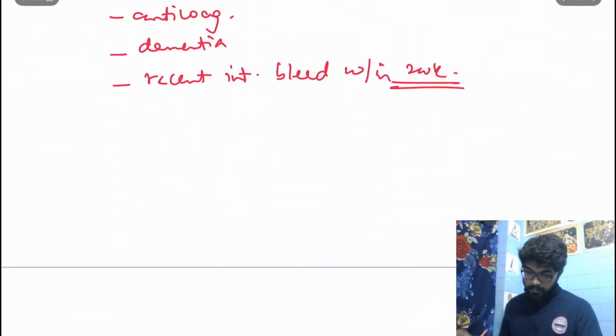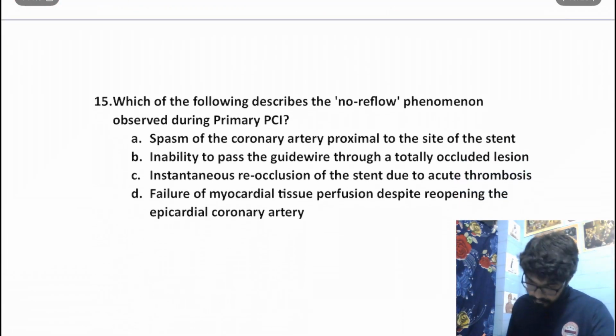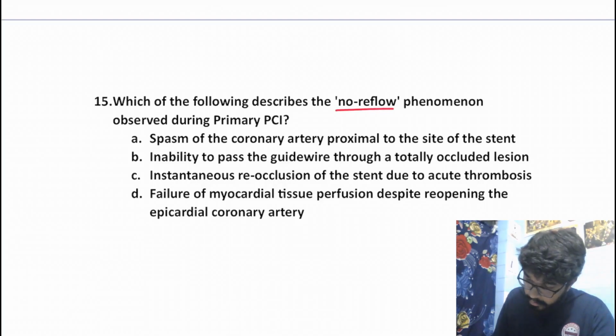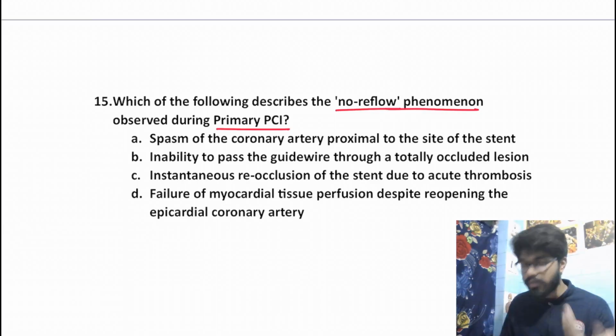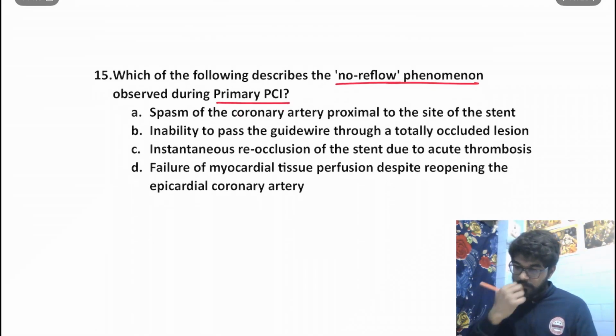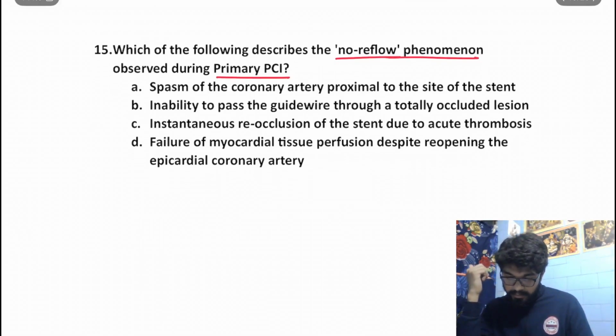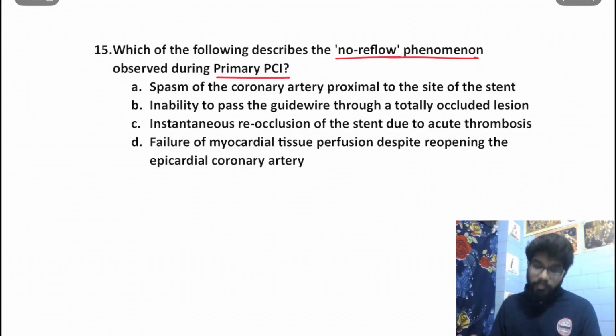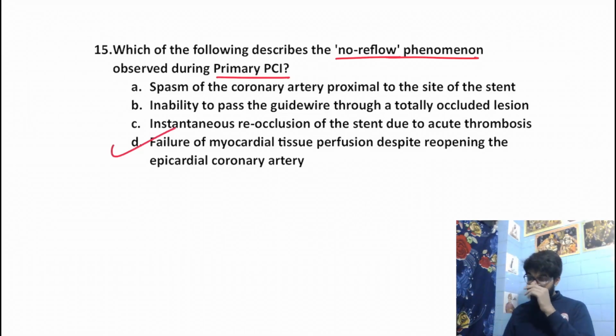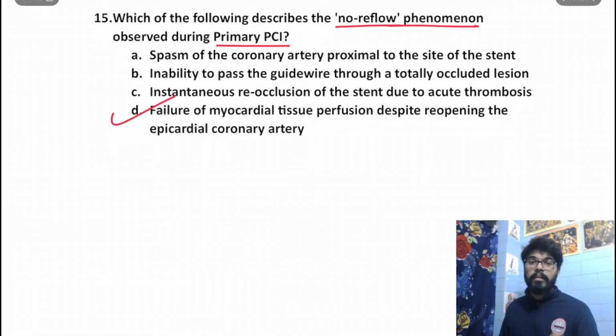Okay. Moving on to the next question. Which of the following describes the no reflow phenomenon observed during primary PCI? This is something which I didn't know, right? While forming these questions, I came to know about this concept, so I put that question over here. Remember that this no reflow phenomenon is this failure of myocardial tissue perfusion despite reopening of the epicardial coronary artery. We went for a primary PCI, we opened the epicardial coronary artery, but there is no reperfusion.